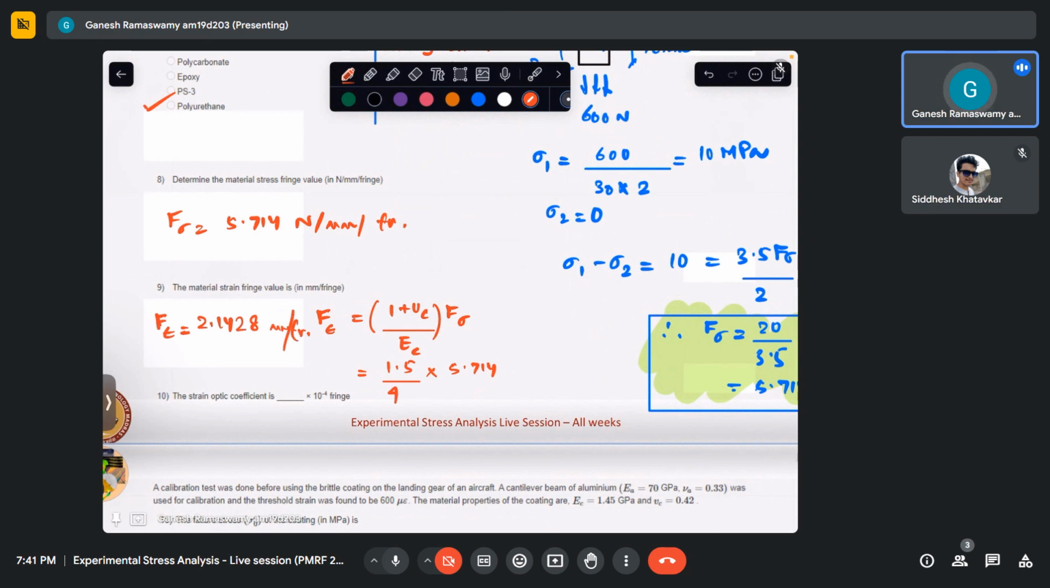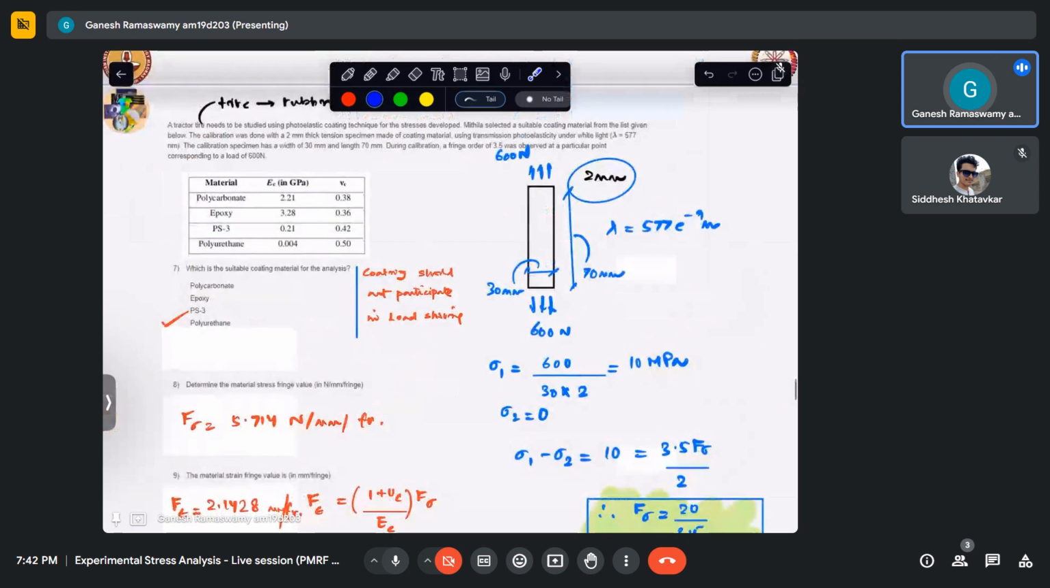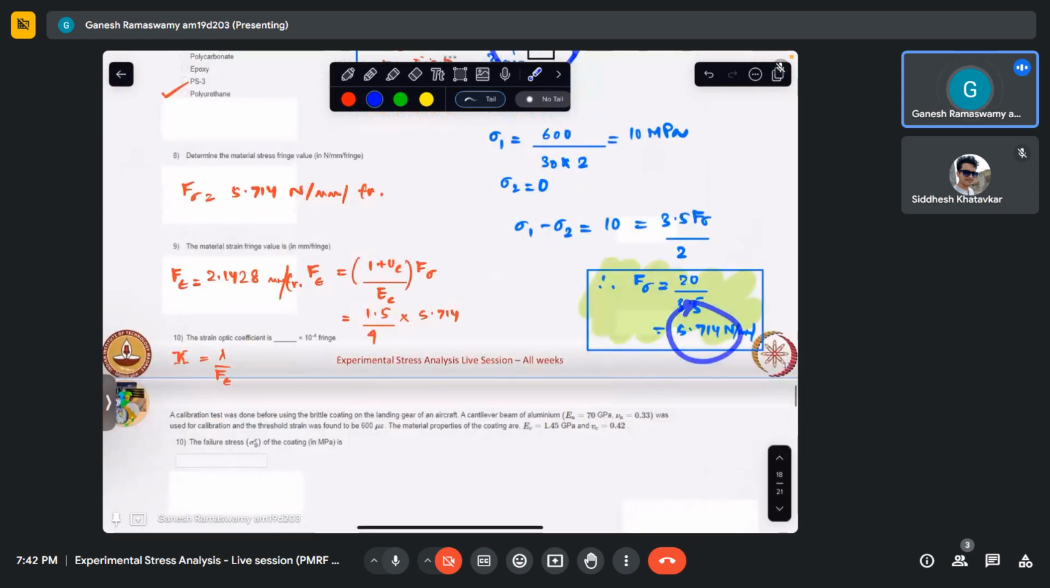So what is the strain optic coefficient? Strain optic coefficient is given by K, which is equal to lambda by F epsilon. In general, when we use photoelastic coating, there are two ways to calibrate the material. One is we paste the coating to a cantilever beam, load it, find out K, and from this expression find out F sigma. That is one way to do it. Another way is what we have done in this question. We take the coating material, we pull it, we actually find out F sigma. From F sigma, we back calculate the F epsilon using this expression which we have derived earlier.